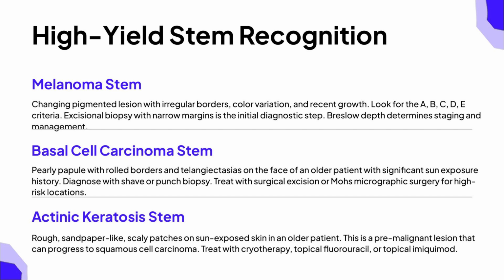For basal cell carcinoma, the classic stem is a pearly papule with rolled borders and telangiectasias on the face of an older patient with significant sun exposure history. Biopsy confirms the diagnosis, and treatment is surgical excision or Mohs micrographic surgery for cosmetically sensitive or high-risk locations. For actinic keratosis, the classic stem is rough, sandpaper-like, scaly patches on sun-exposed areas. This is a pre-malignant condition that can progress to squamous cell carcinoma. Treatment options include cryotherapy, topical fluorouracil, or topical imiquimod. These stems repeat over and over on the boards.